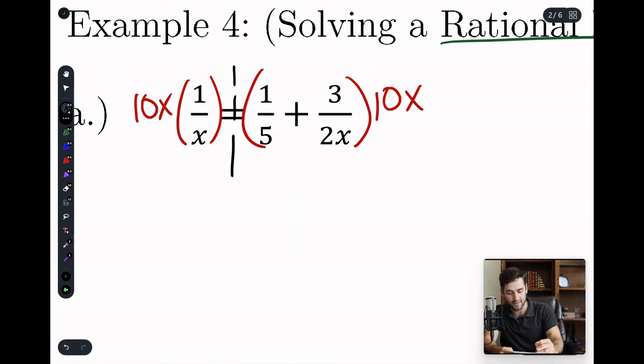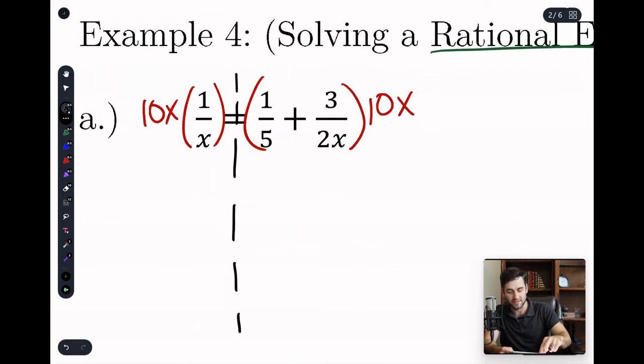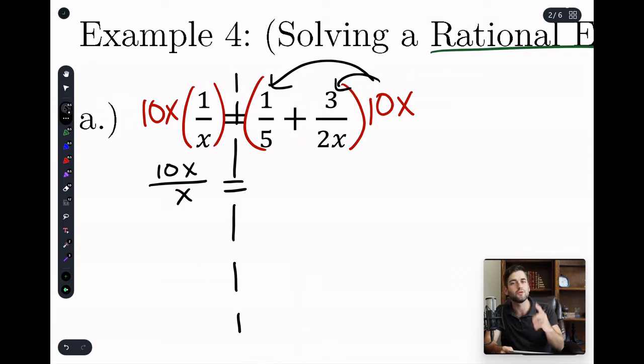Draw my dotted line. Oh, it's not red this time. That's okay. So what's 10x times 1 over x? We're left with 10x over x. And then we're going to distribute that 10x just like we always do. That distribution is so important. And it's important to know it's only going to the top. It's not going to the bottom. So 10x over 5 plus 30x over 2x.